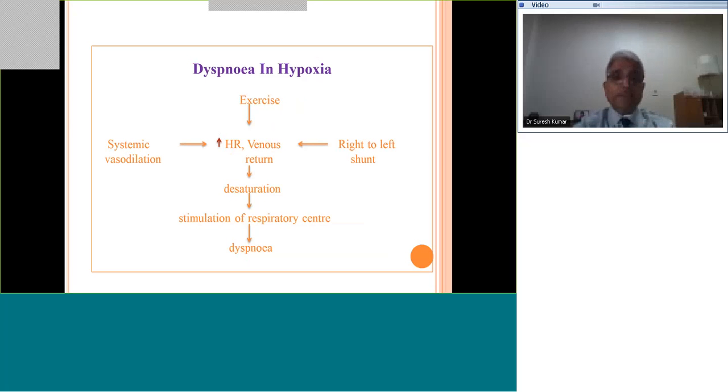In hypoxia, it's a different story, as I said. Exercise results in an increase in the heart rate as well as venous return. There is a systemic vasodilatation in exercise. The tachycardia and the increased venous return all lead to an increase in the right to left shunt. Consequently, there is desaturation. So the drop in the arterial PO2 would stimulate the respiratory center. Concurrently, the hypoxia would lead to acidosis, and that also would stimulate the respiratory center. All these result in dyspnea.